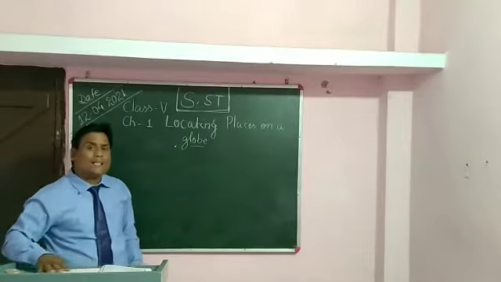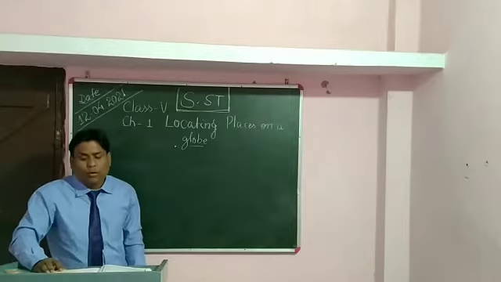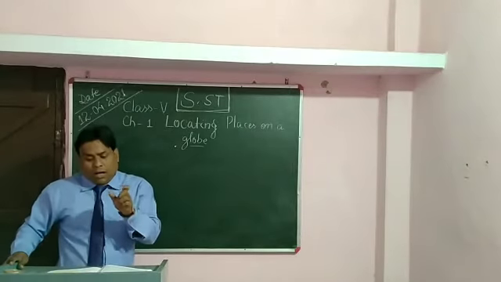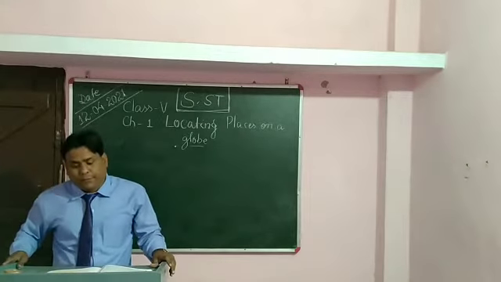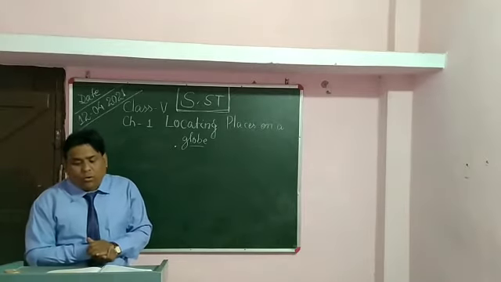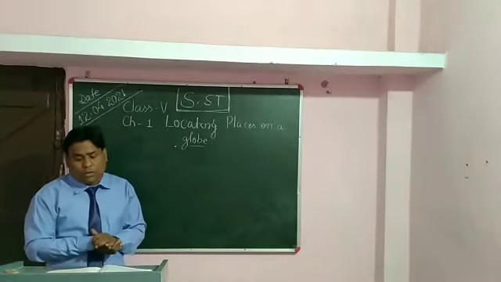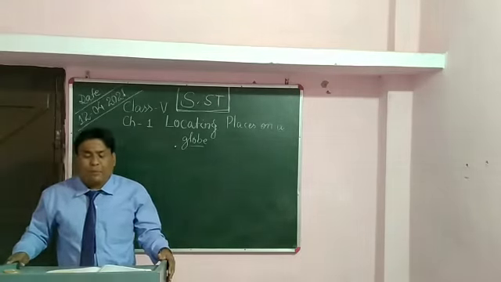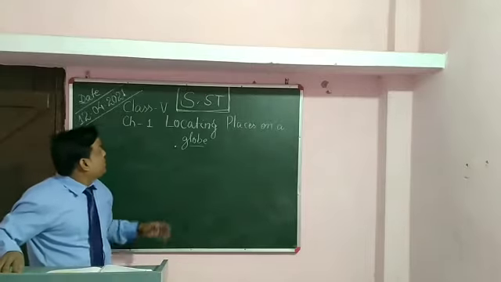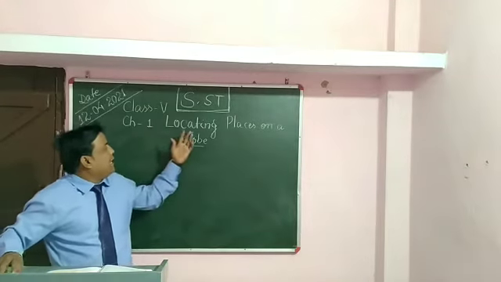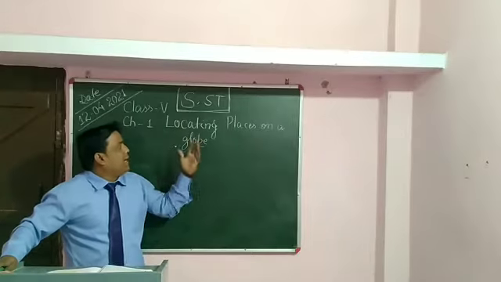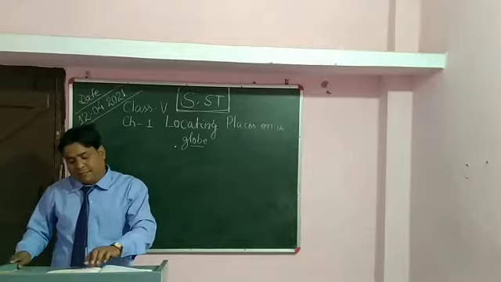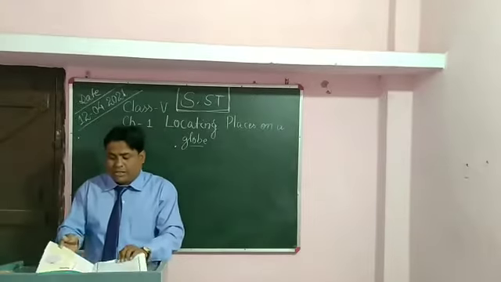In earlier classes we have already studied about the globe. What is a globe? The simple definition of a globe is a perfect model of Earth. We are going to know in detail about the globe. We will know many things in this chapter. The first chapter says locating places on a globe. So how can we do that? Let's start. I hope all of you are on the same page.